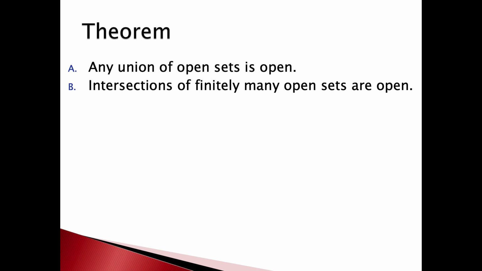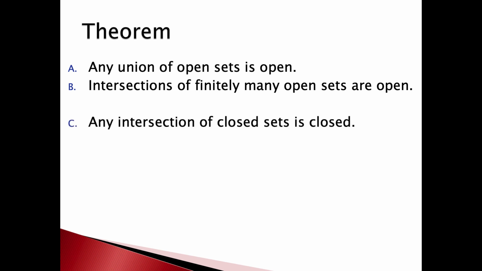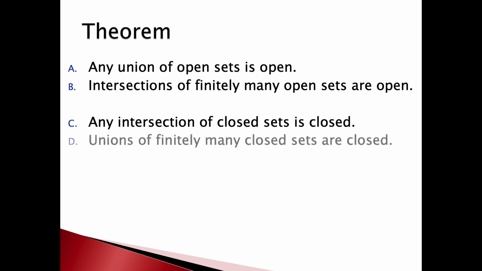So when you union up however many open sets you want to, the result will be open. If you intersect them too, you can only guarantee that the result will be open if you intersect finitely many of them. And of course, closed sets is exactly the opposite. If you intersect any number of closed sets, uncountably many closed sets, you intersect them all, the result will still be closed. But if you start unioning closed sets together, then you can only guarantee that the result's going to be closed if you do finitely many of them.